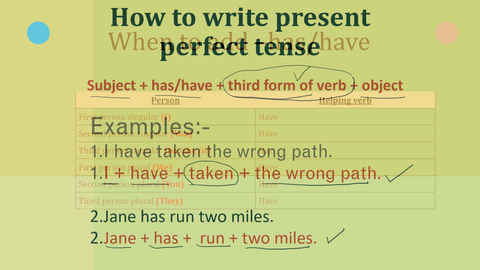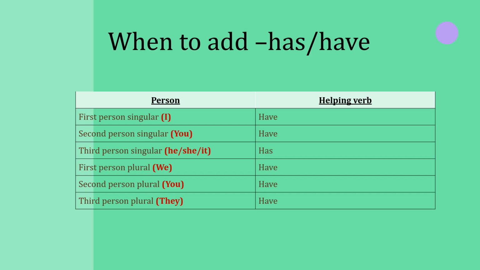Now, when to add has or have? For first person singular, which is I, we use have. Second person singular is you. We use have with you. Third person singular includes he, she, it, or any type of name, like in the last example we have seen Jane. So for any type of name, we use has. She has, he has.